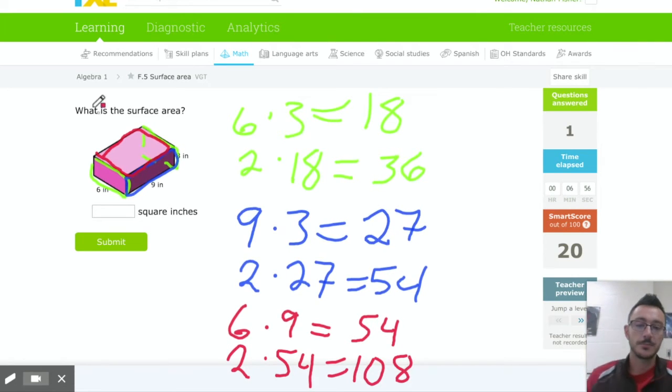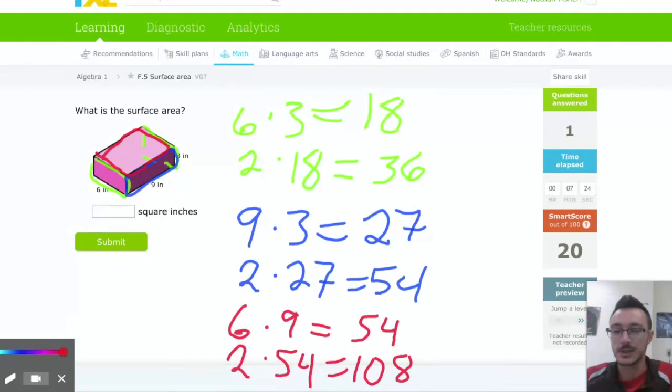These are my 2 small sides, these are the 2 medium sides, and I like that it's color coded for you guys. And then this is the top and bottom, the way it's laying right now. We add all 6 of those together, so that'd be 36, 54, and 108. The reason I only said 3 numbers is because we're counting 2 at a time. And it looks like that's going to give me 198 square inches.